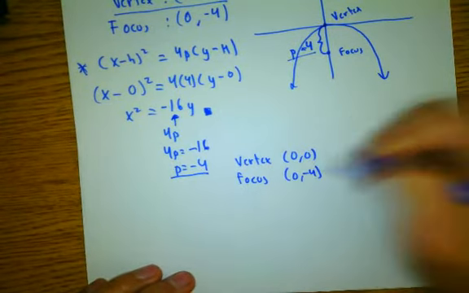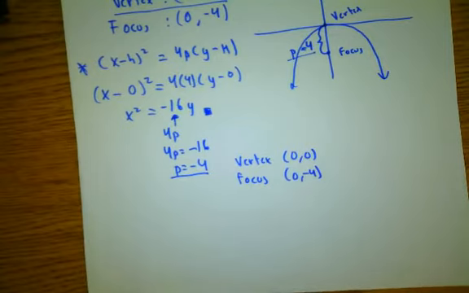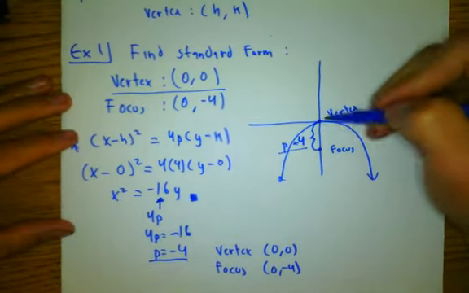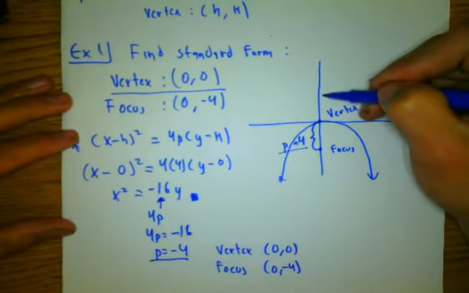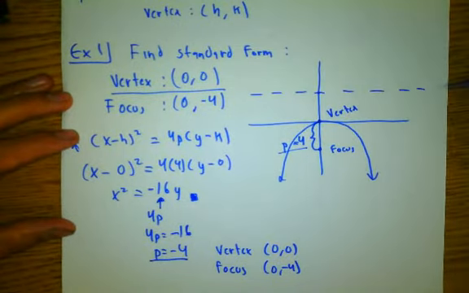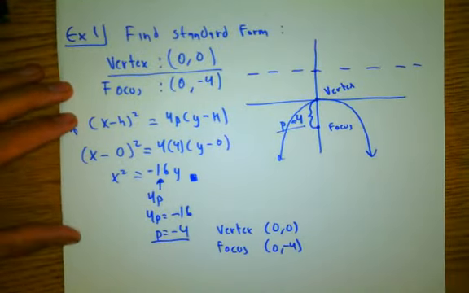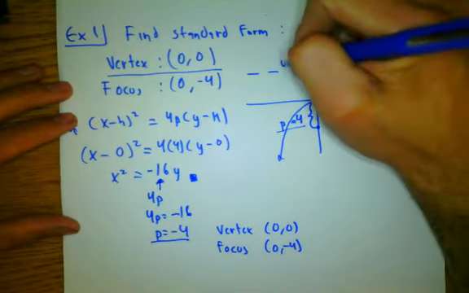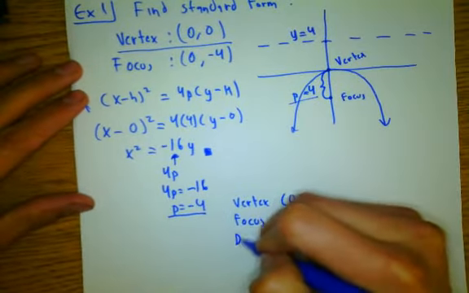Well, go to your sketch. The directrix should be where? Should be above. How much? 4. Your directrix should be here. Now, the directrix is a line. So what is the equation of that line? y equals 4. So the directrix for this should be at y equals 4.